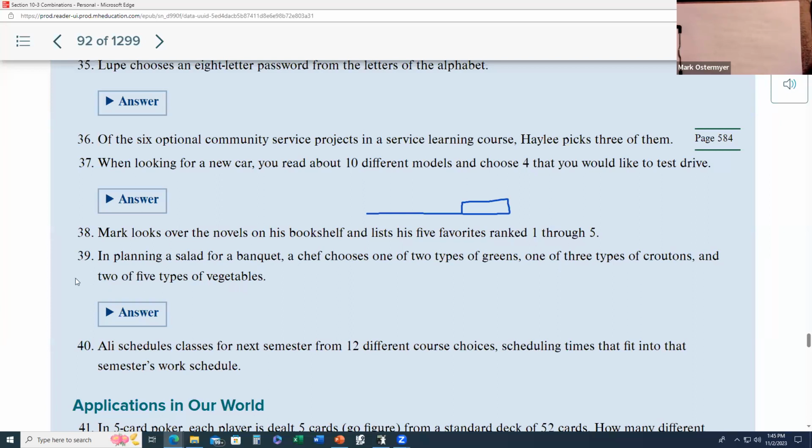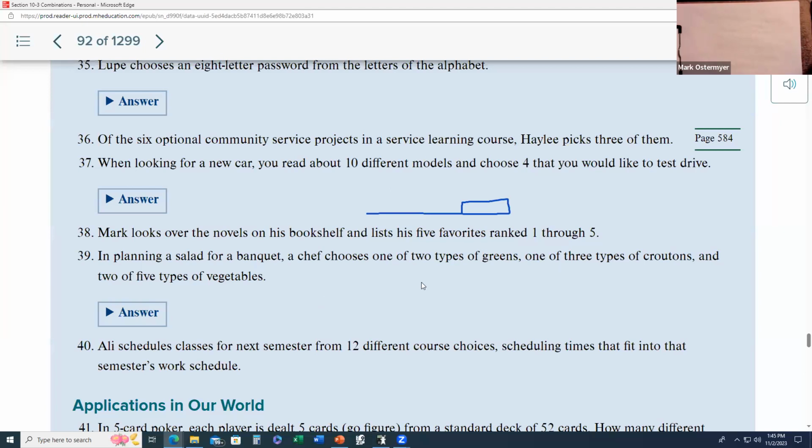Okay. 39. In planning a salad for a banquet, a chef chooses 1 of 2 types of greens, 1 of 3 types of croutons, and 2 of 5 types of vegetables. Do you think that order matters in putting together this salad, the order in which you choose these ingredients? Do you think the order matters? I mean, no. I don't think order matters.